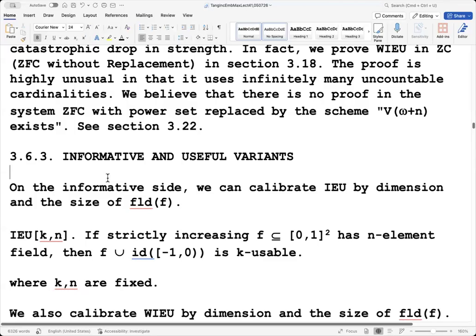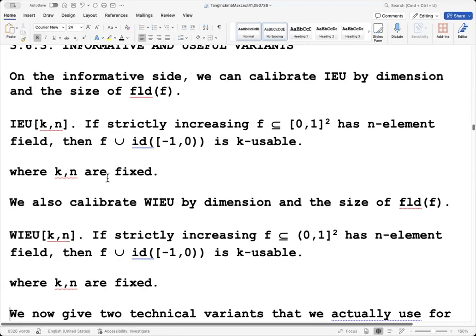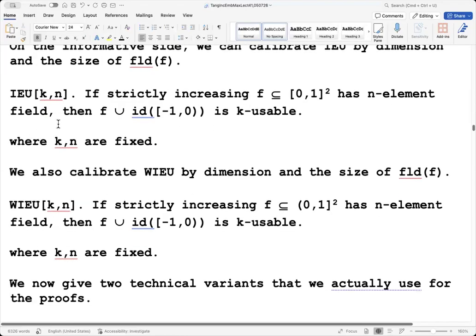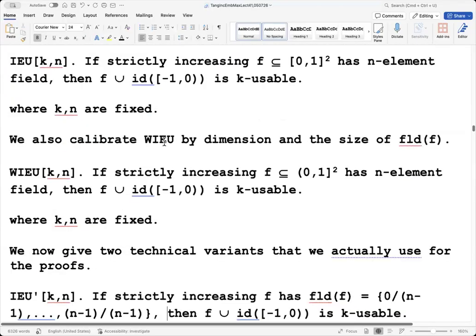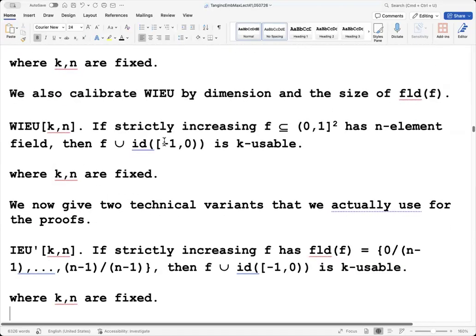Now, on the informative side, we simply have calibration. Here's the calibrated form, IEUKN, where K and N are fixed. If strictly increasing F has N element field, then the function is K usable. So that's what that means. And we can calibrate this one also. Same kind of calibration idea.